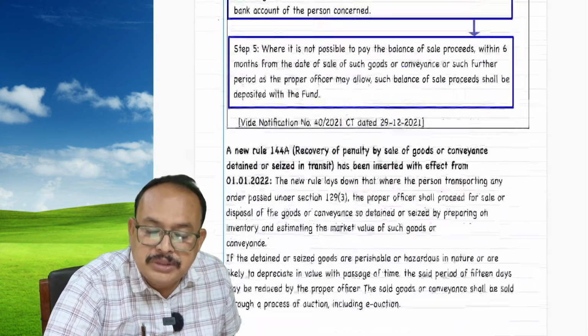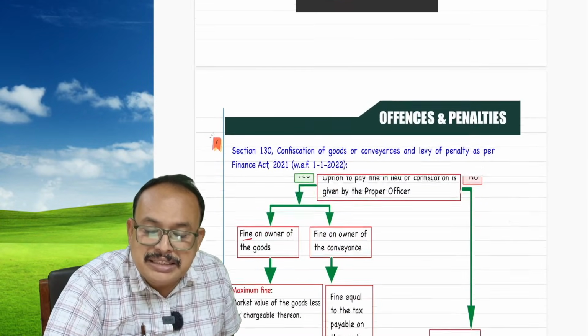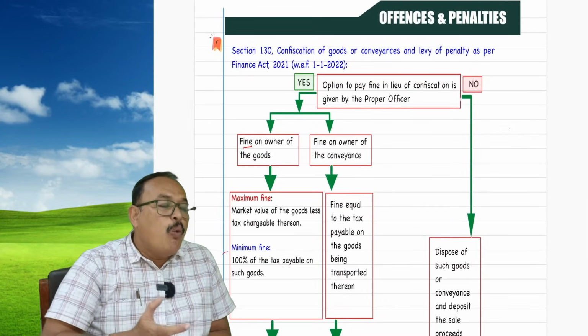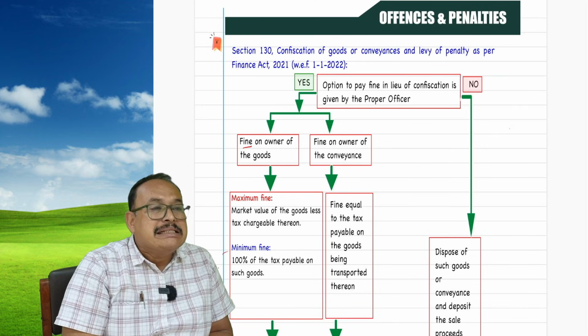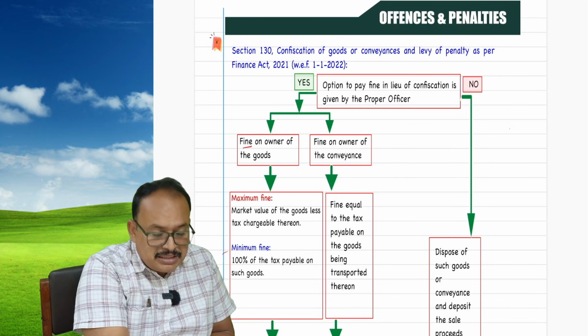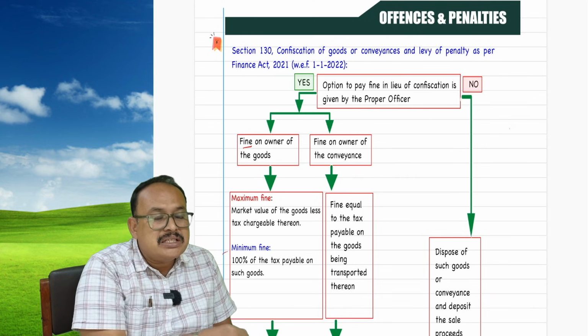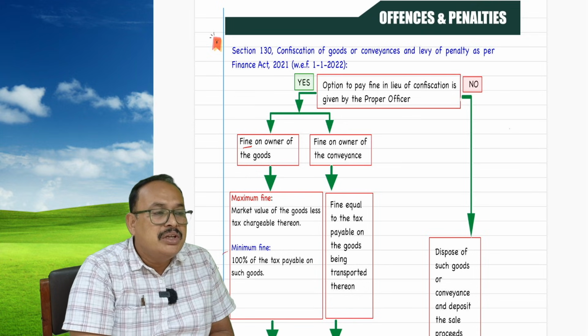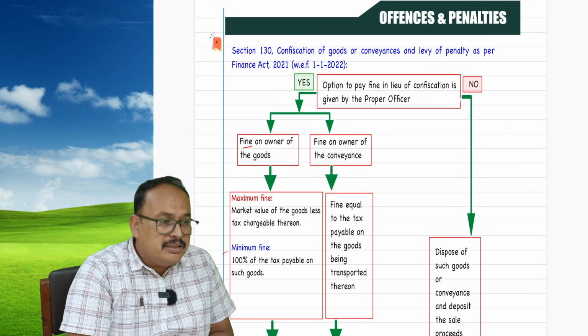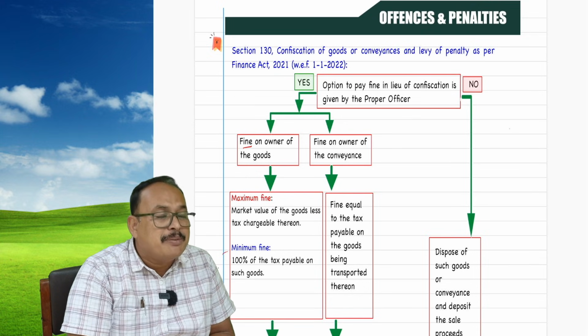Further, referring to section 130. What does 130 refer to? Confiscation of the goods. Section 130 refers to the confiscation of the goods. If the goods are confiscated, ownership of the goods will be shifted from the owner to the department.